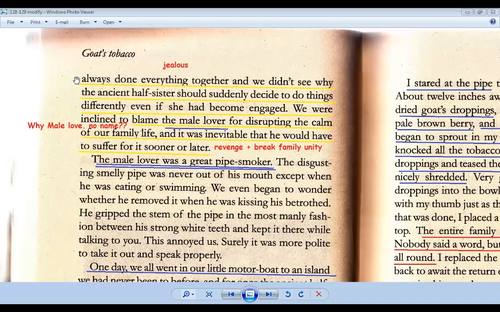Inclined to blame the male lover for disrupting the calm of our family life, and it was inevitable that he would have to suffer for it sooner or later. Now, the male.